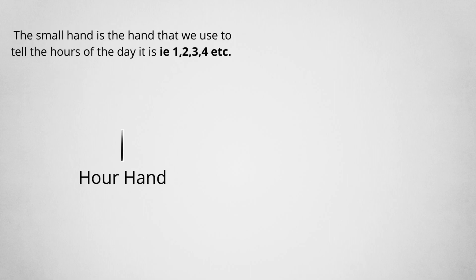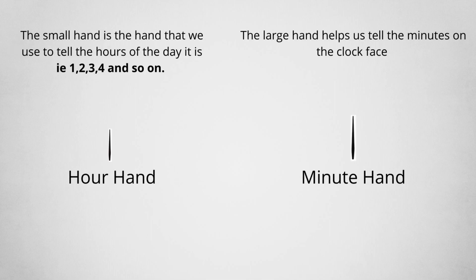And the small hand is the hand that we use to tell the hours of the day. So if it's pointing at 1, that will be 1 o'clock. If it's pointing at 2, that will be 2 o'clock, 3 o'clock, and 4 o'clock. The large hand helps us tell the minutes on the clock face, and that's known as the minute hand.